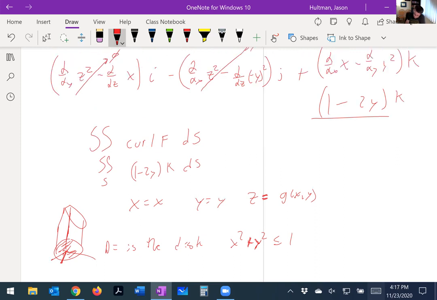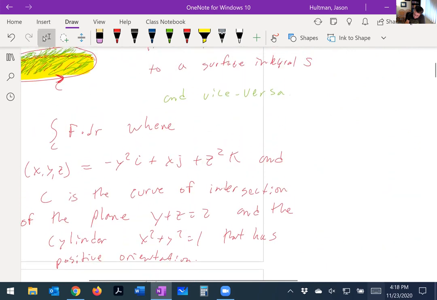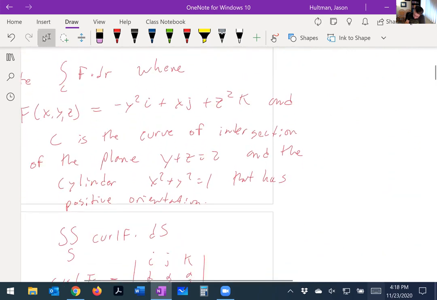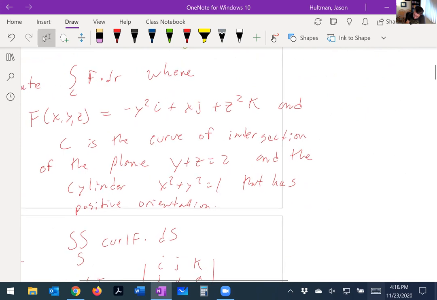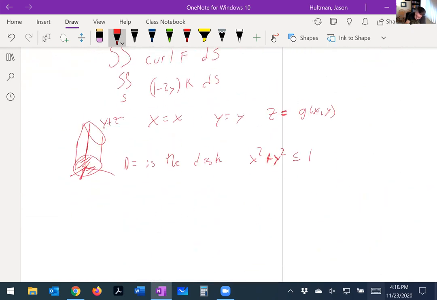And we did have this plane as well, y plus z is equal to 2. So if I solve this for z, I get z is equal to 2 minus y.